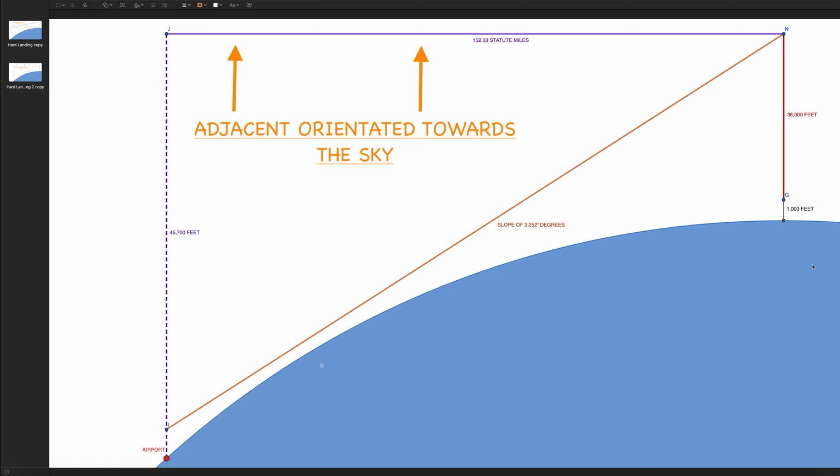If the Earth's a globe, then they will be able to descend at 3.25 degrees for 153 miles and end up 1,000 feet above the airport, if the Earth's a globe. If the Earth is flat, what will happen is they'll have to pull up because they'll be crashing into the ground, because they'll be hitting the ground.